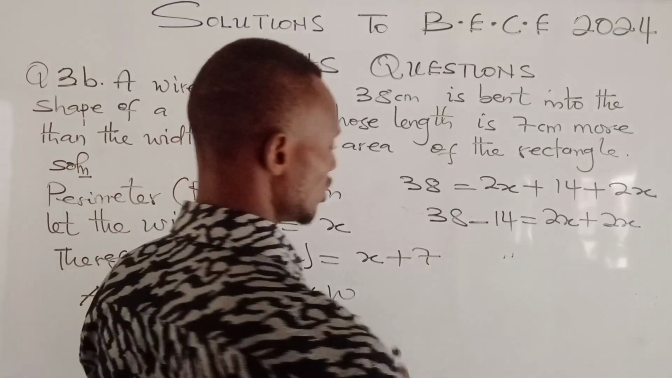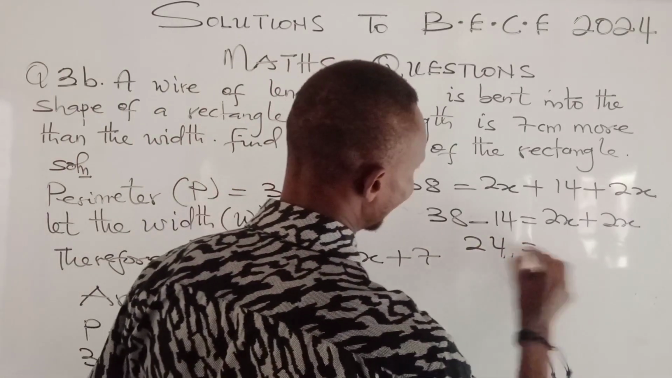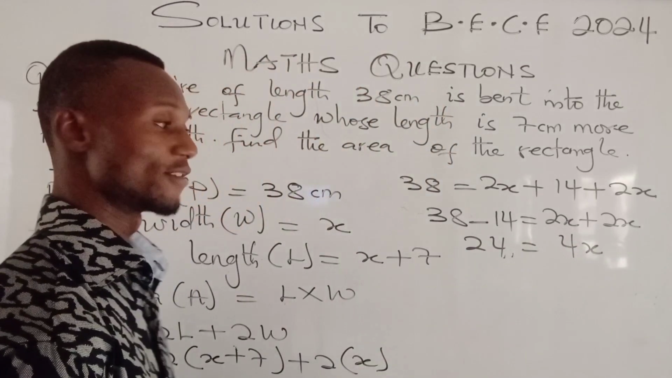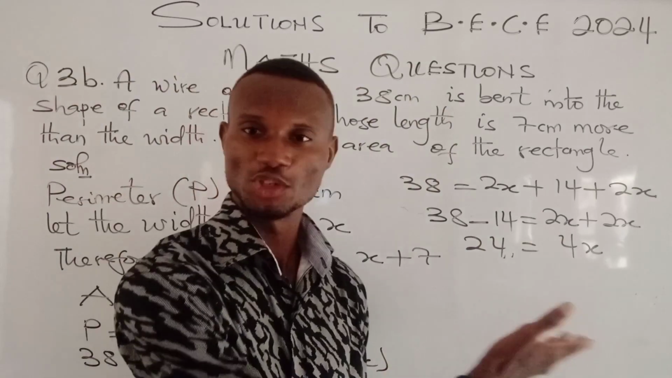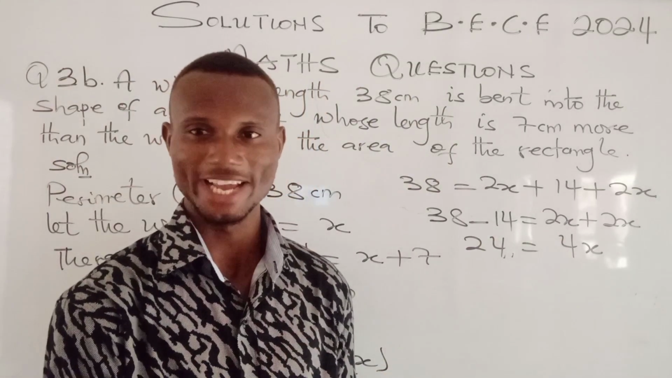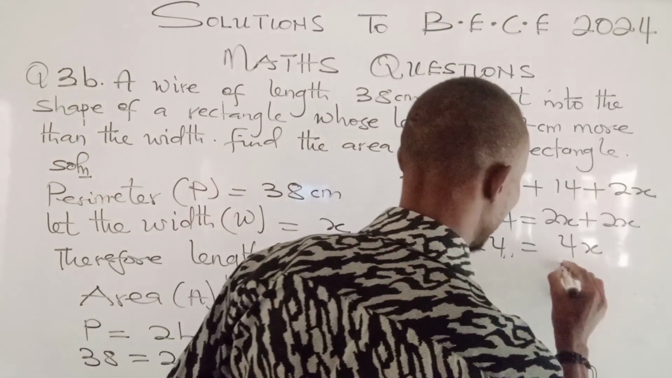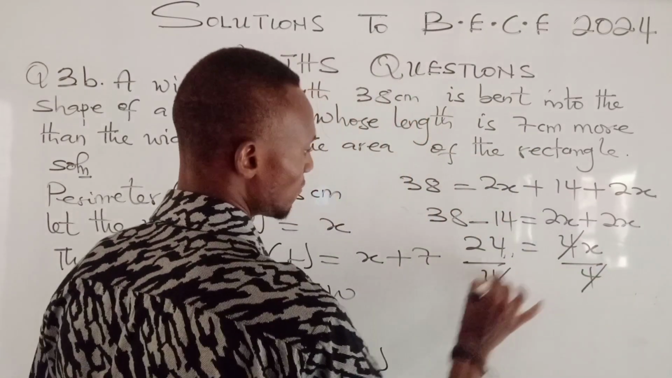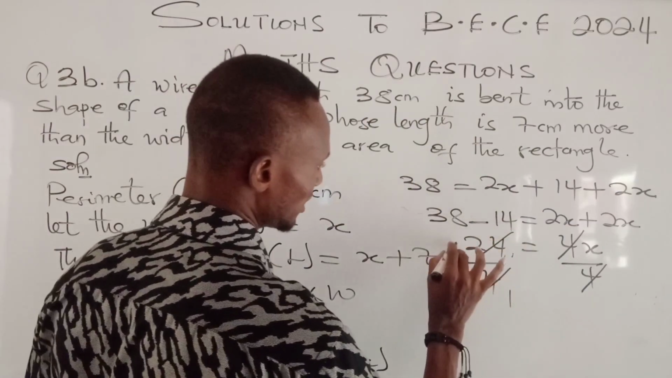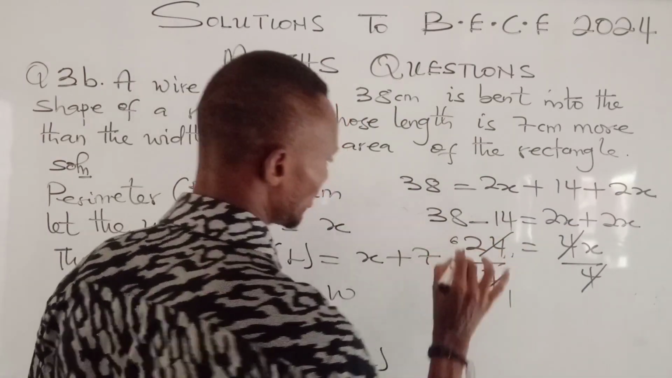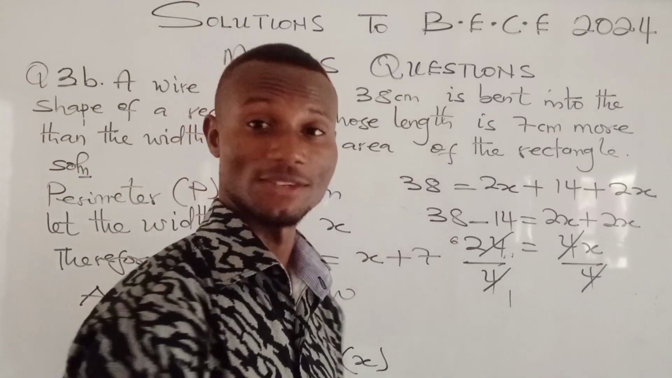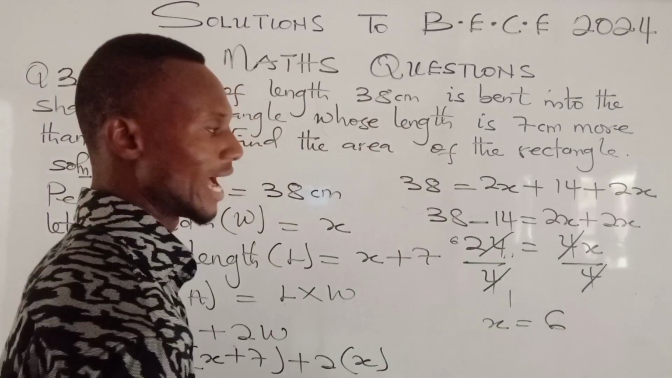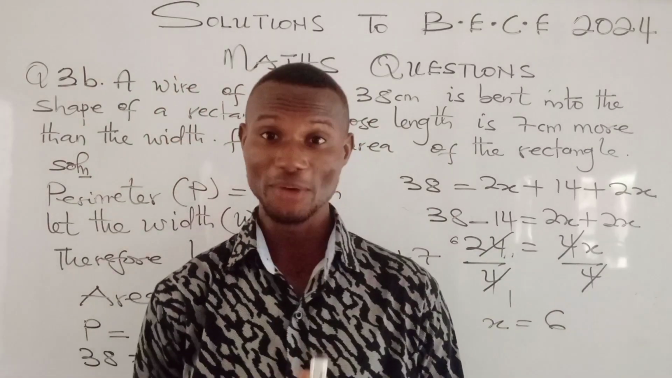I hope you agree with me. So I'm going to have my 24 equals to 2s plus 2s is going to be 4s. Okay, for me to get my s, I'll divide through the equation by the coefficient of s, which is 4. So I'll divide here by 4, and I'll divide here also by 4, so that this and this will cancel. 4 goes here 1, and 4 goes into the 24 6 times, okay, because 6 4s is 24. So I have my s equals to 6. I hope you understand and you agree with me up to this point.